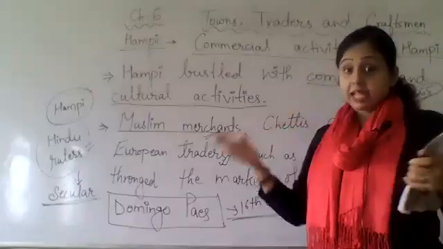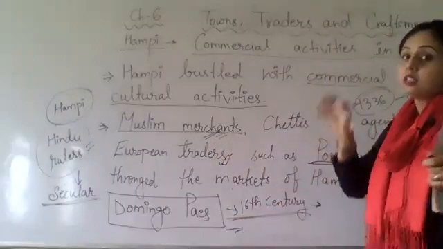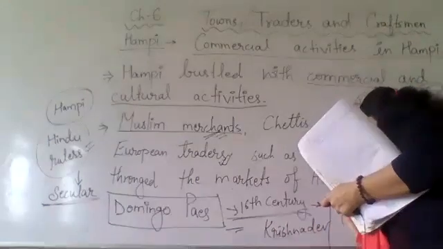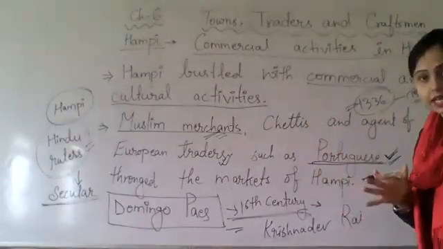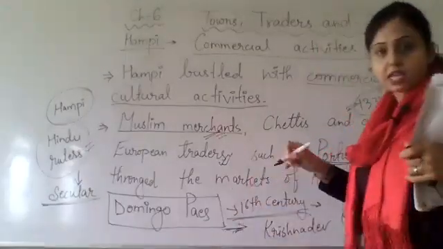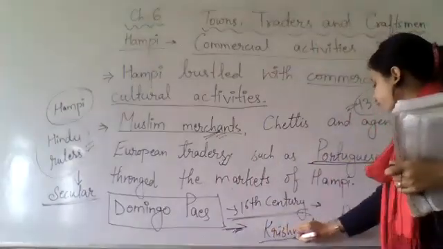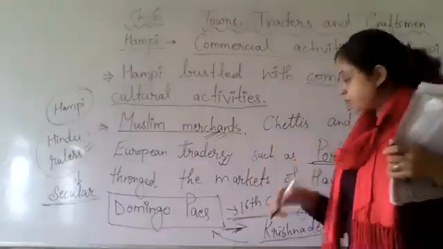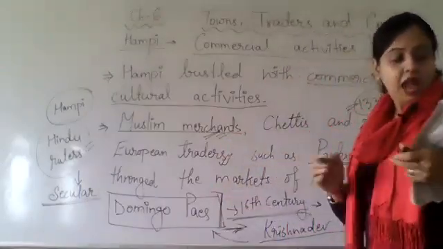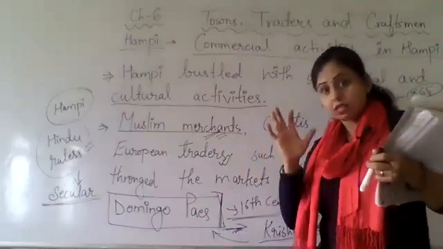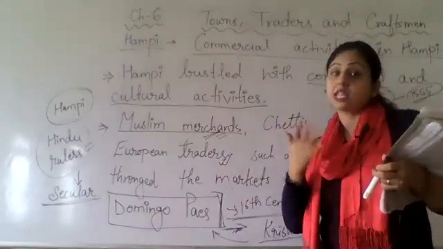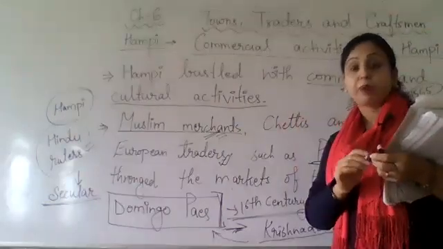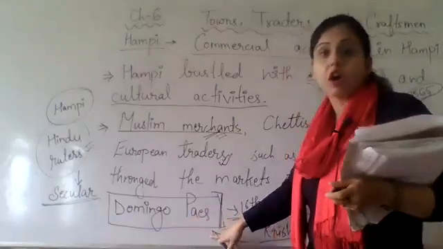Now at that time when Domingo Páez came, the king was Krishna Deva Raya. Krishna Deva Raya was the king when Domingo Páez visited. Now this Krishna Deva Raya kept Domingo as his ambassador. Okay. And Domingo Páez has explained about the city and also about the king. He said that Krishna Deva Raya was actually the perfect king.